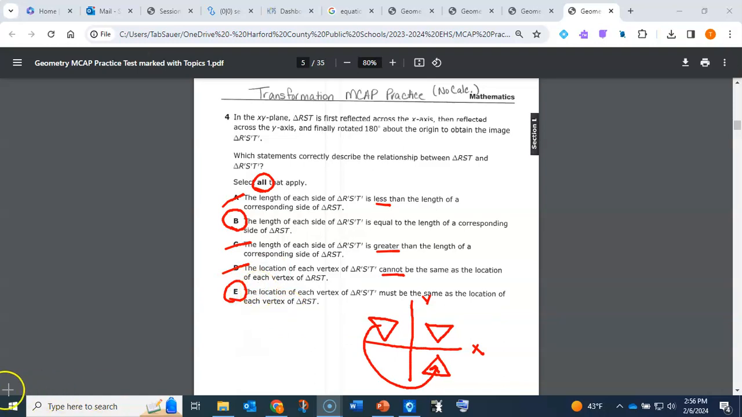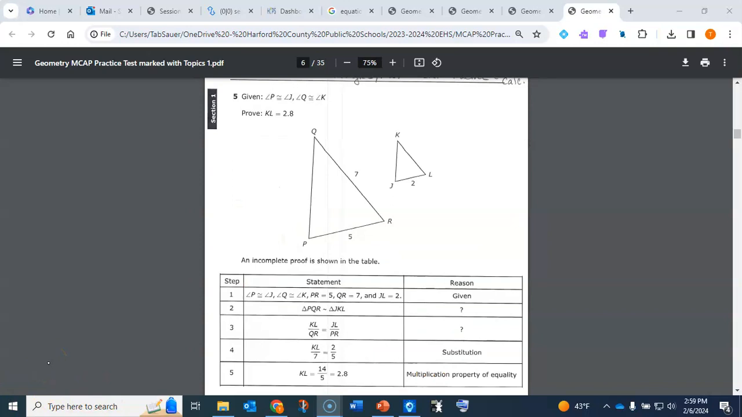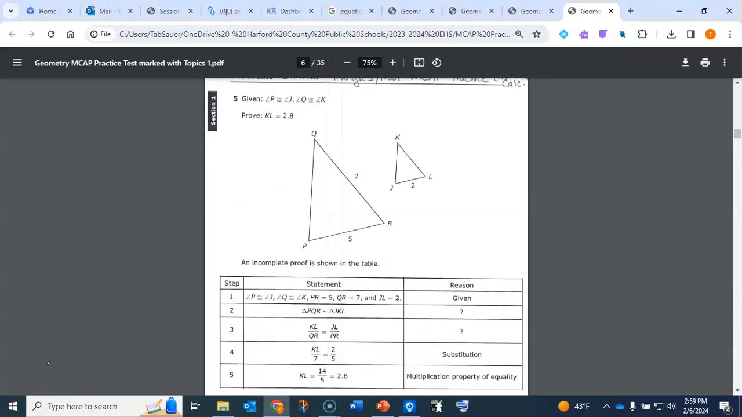All right, so that's number 4. Number 5 says the given angle P is congruent to angle J, so that means they have the same measure. Angle Q is the same measure as angle K. And what we're trying to prove is that side length KL is 2.8. It says an incomplete proof is shown in the table, and they want us to complete it.